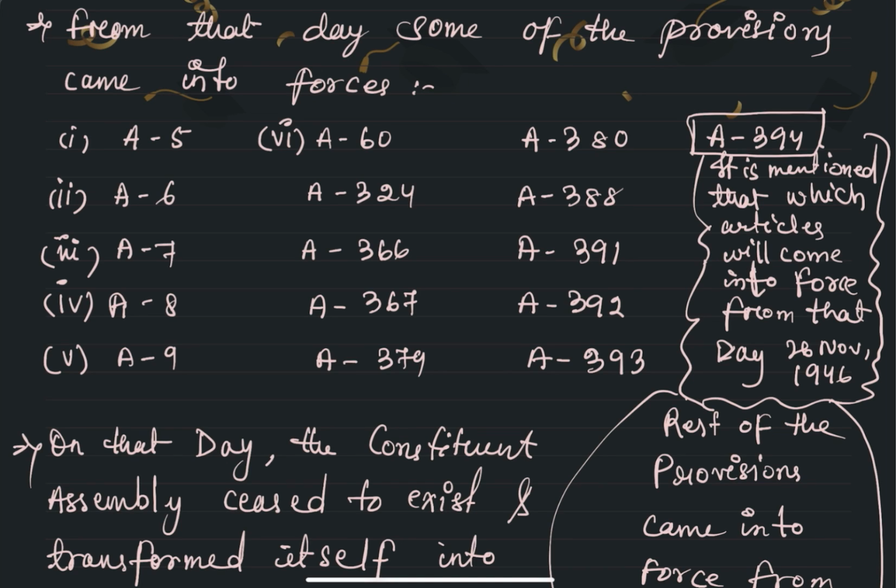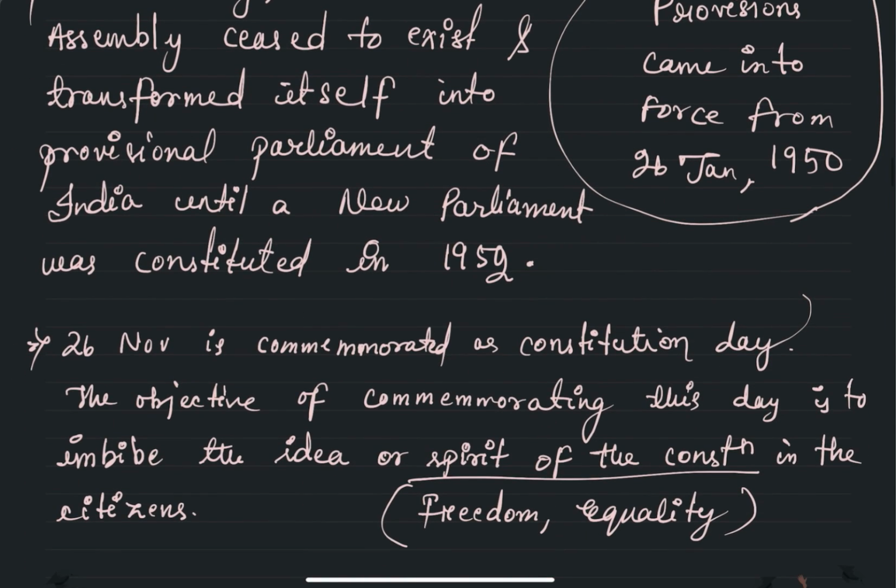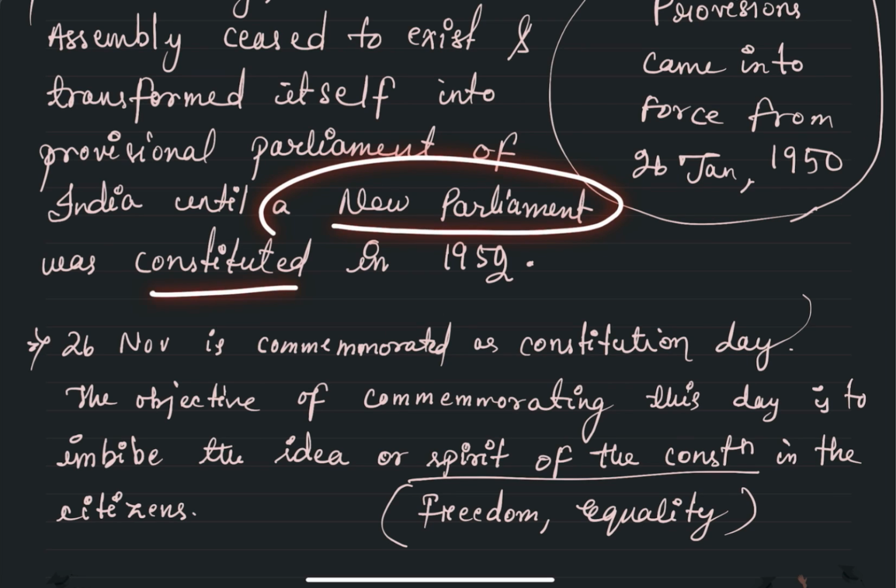So on that day, the Constituent Assembly ceased to exist and transformed itself into a provisional parliament of India until the new parliament was constituted in 1952.